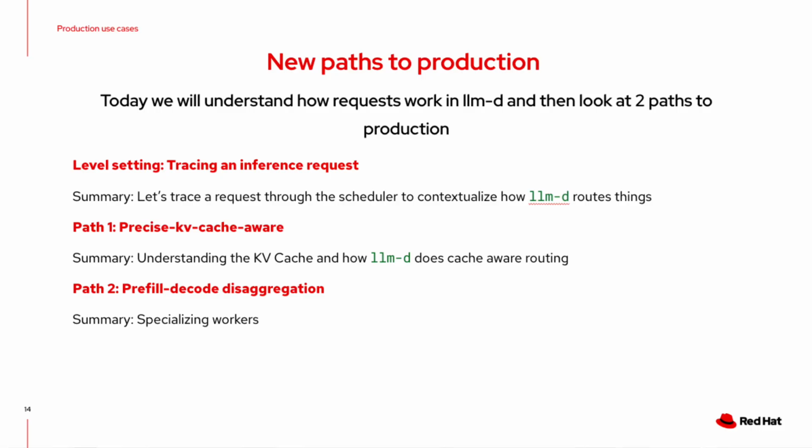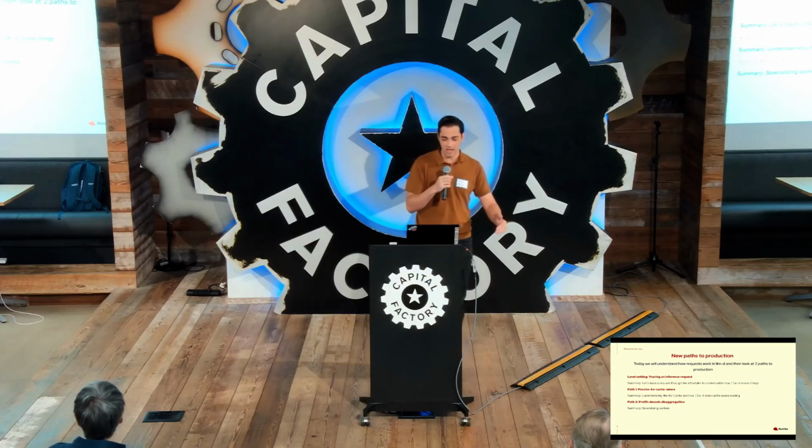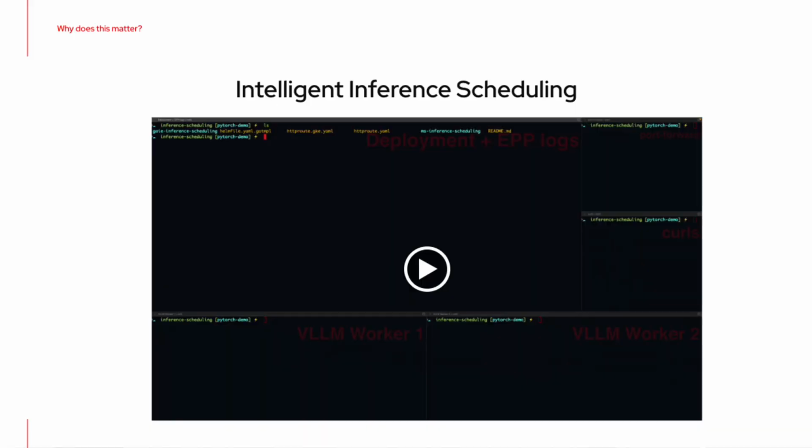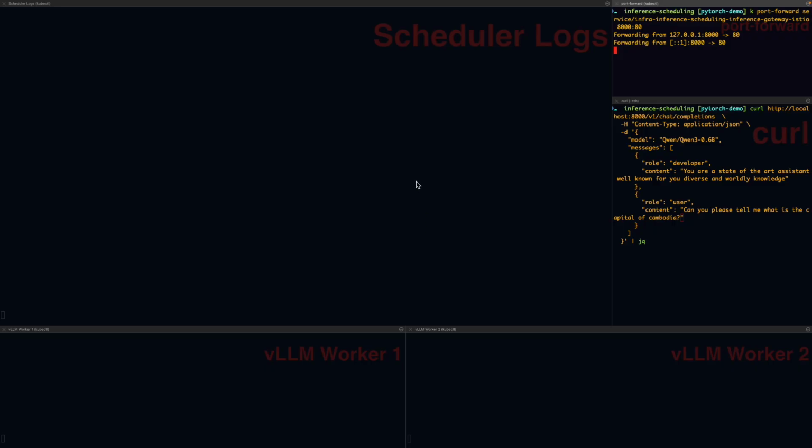So we're gonna jump into the demos now. First, we're gonna do some level setting on tracing a basic inference request. Then we're gonna talk about the KV cache, and then we're gonna jump into prefill-decode disaggregation. So I've got a demo here for the inference scheduler. Okay, now that we've deployed, let's trace a request through the logs.